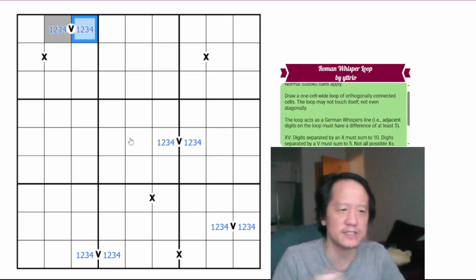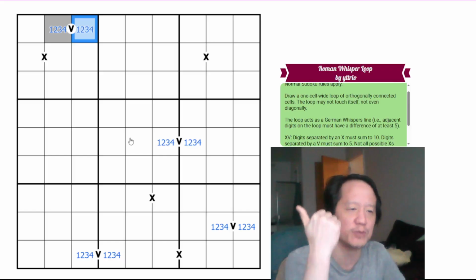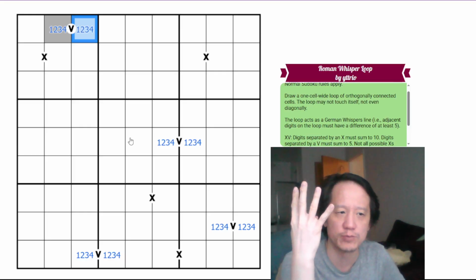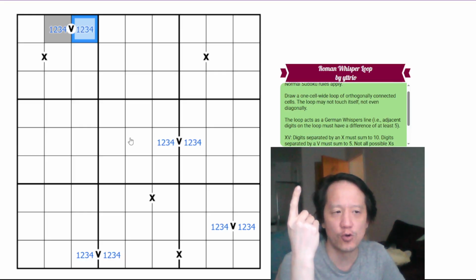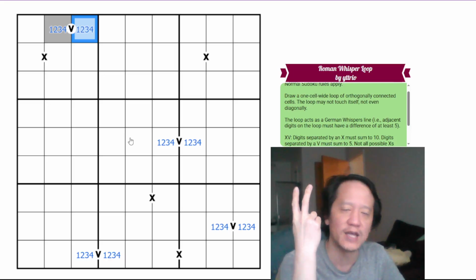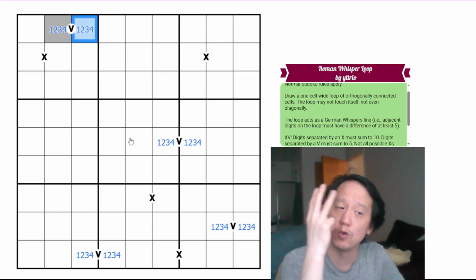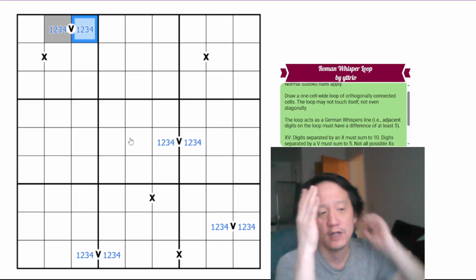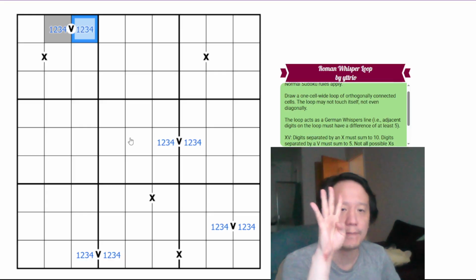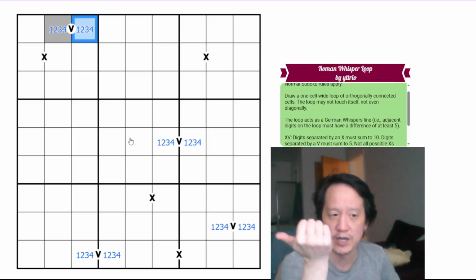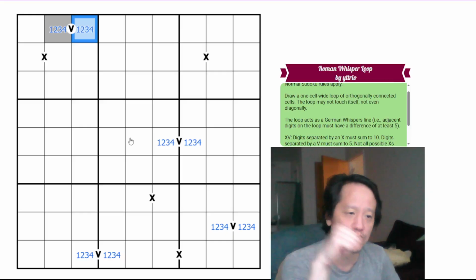And a high digit is 6 through 9, right? Because what digits can be next to 1 through 4 on a German whisper line? 4 can be next to 9, 3 can be next to 8 or 9, 2 can be next to 7 through 9, and 1 could be next to 6 through 9. So any digit from 1 through 4 must be next to a digit from 6 through 9. And it goes vice versa, too.